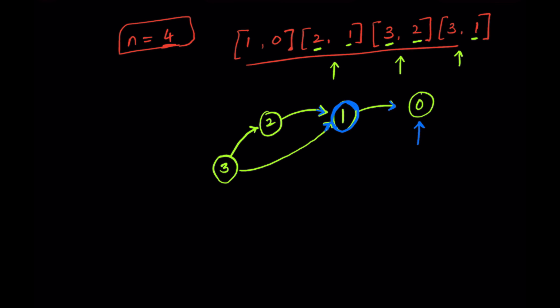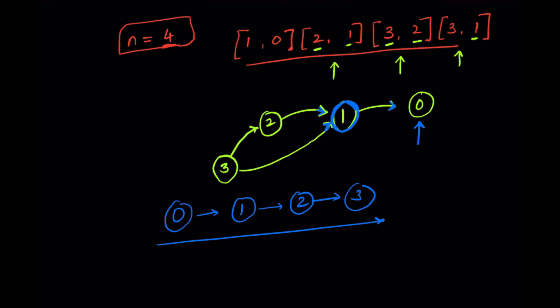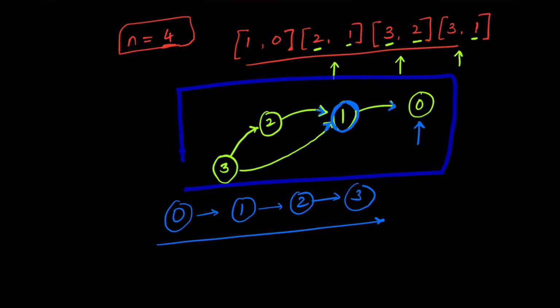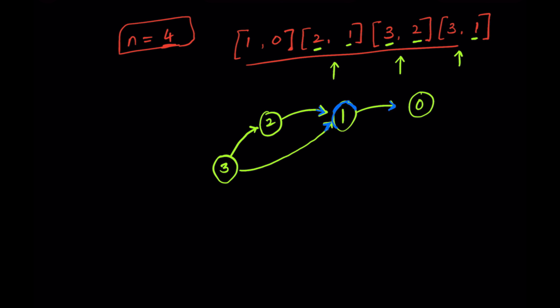So the sequence of courses would be to first take 0, after that take 1, then 2, and after that we can take 3. And as we were able to take all of the courses, the output will be true. I hope you were able to understand how we built this graph and used it to solve the problem by applying a DFS-based traversal.